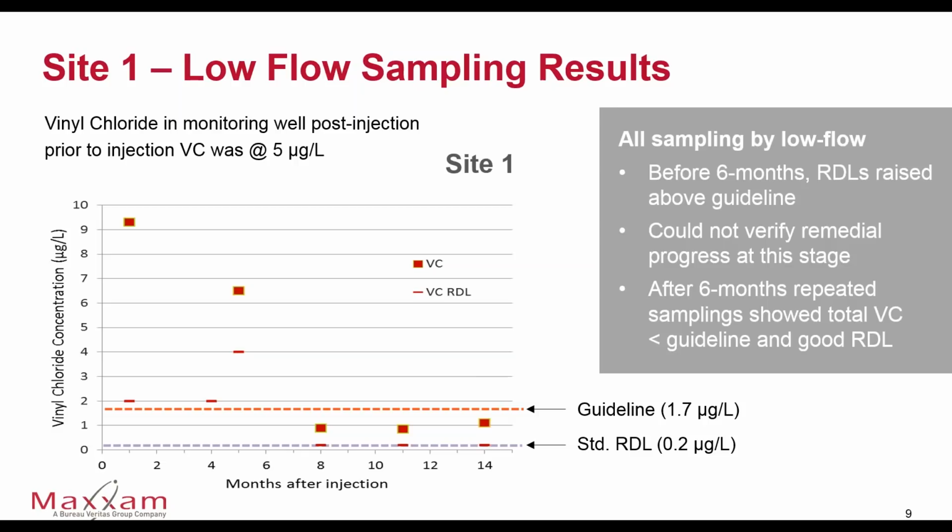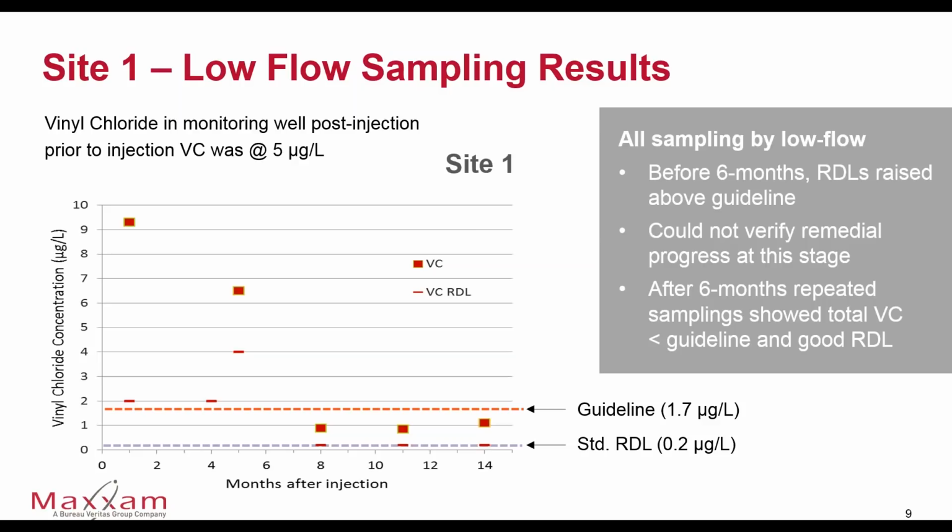Then at month 5, they sampled again. This time there had to be an even larger dilution. The detection limit was 4. The concentration's coming down. It's now about 6.5, but with a detection limit of 4, that's still not helpful.